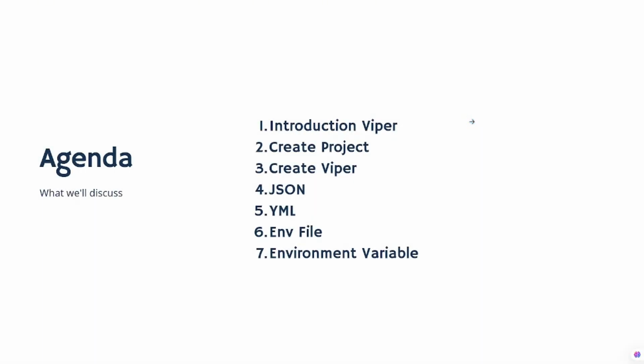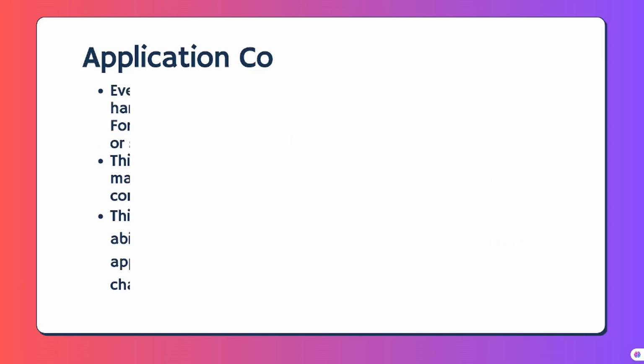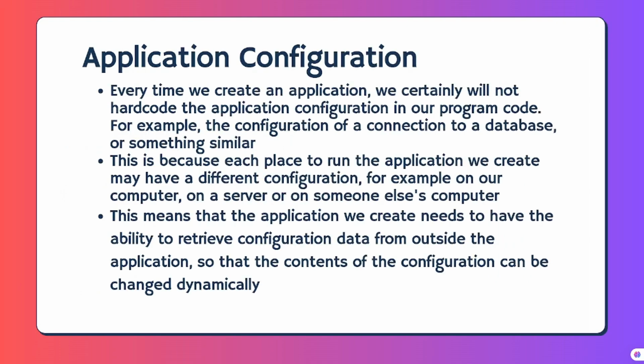Several agendas that we will discuss. Introduction to Viper. Every time we create an application, we certainly will not hard-code the application configuration in our program code. For example, the configuration of a connection to a database or something similar. This is because each place to run the application we create may have a different configuration. For example, on our computer, on a server, or on someone else's computer.